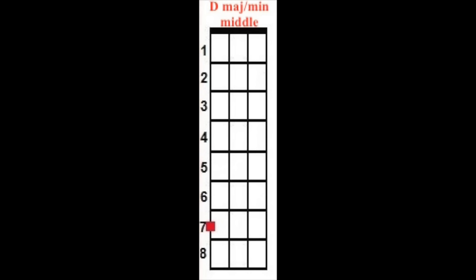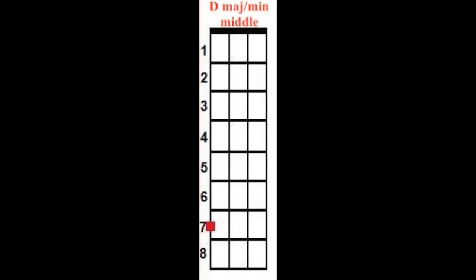Here is the first chord you should know. I've called it the D major minor chord middle. It's quite an awkward name, but there's a good reason for it. The middle refers to where the chord is located on the actual instrument, in the middle. So there will also be a D major minor low chord played at the lower end of the instrument and a D major minor high chord played at the top end of the instrument.